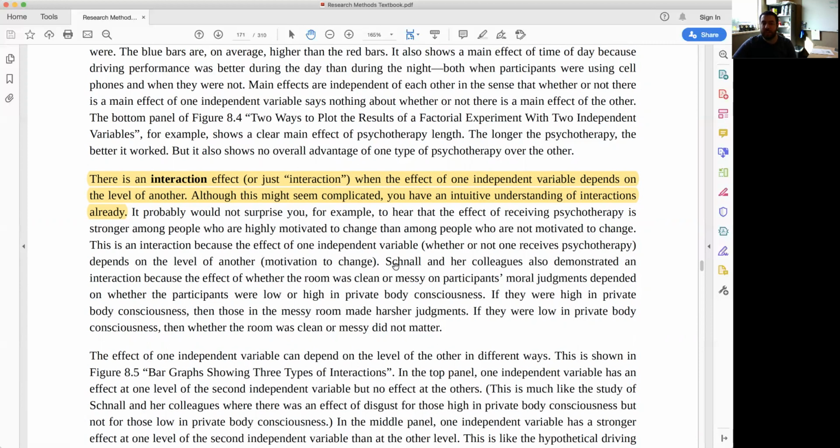So we have two independent variables, right? Going to therapy versus not going to therapy, and then motivation of change. Having high motivation to change versus little motivation to change. So we have a main effect of, is psychotherapy effective versus not going to psychotherapy, how effective is that? And then another main effect of, does wanting to change have a major effect versus not wanting to change? And then an interaction. How does going to psychotherapy and being highly motivated to change differ from going and not being motivated to change, and so on and so forth.